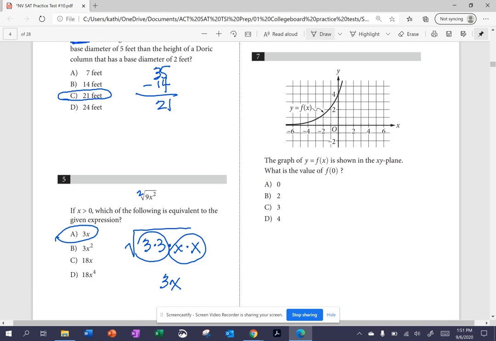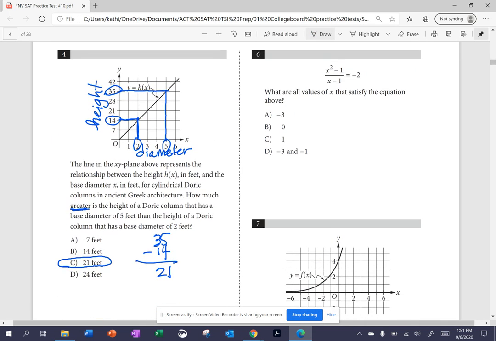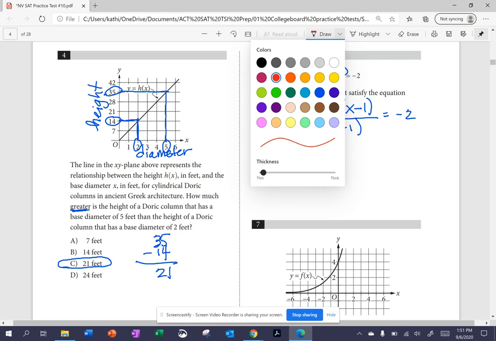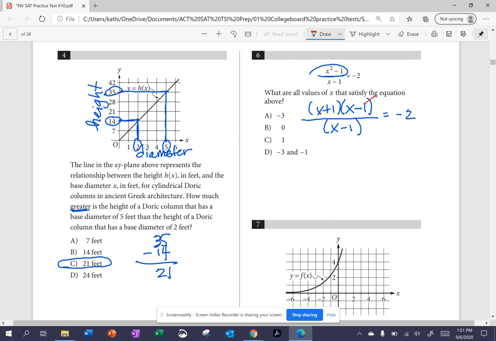Number 6. What are all the values of x that satisfy the equation above? I know I can factor the numerator. This is a difference of squares. So this is x plus 1 and x minus 1 over my denominator of x minus 1 equals negative 2. I know that anything divided by itself is 1. So x minus 1 simplifies to 1.